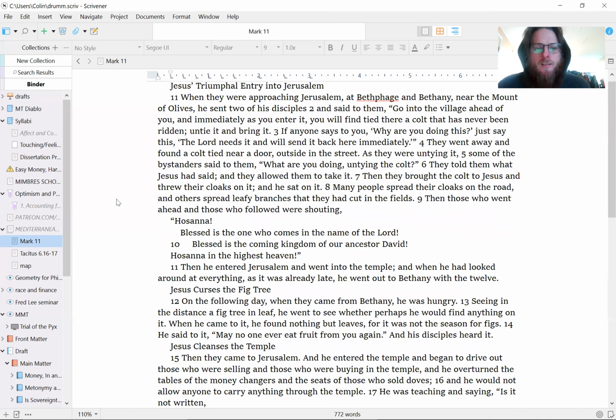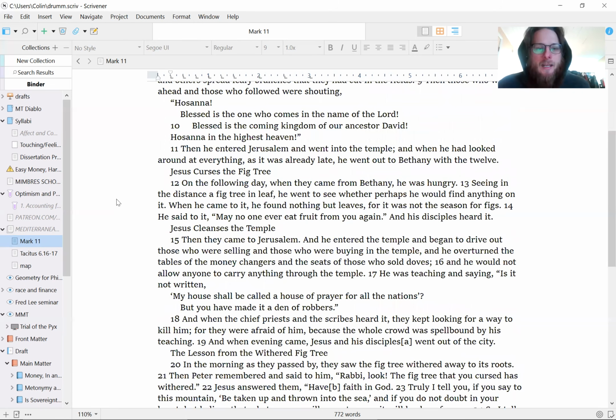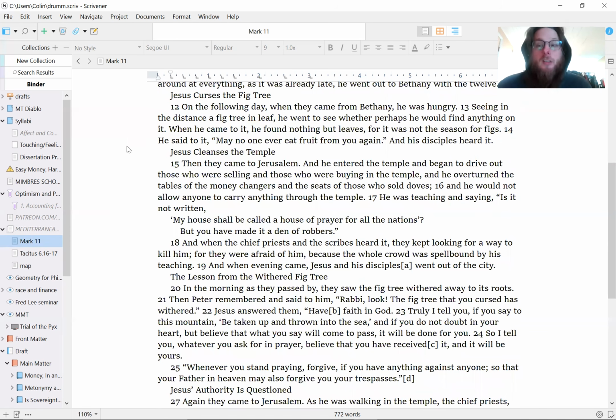And he goes and scopes out the temple. But then it's late, so he leaves. And so in the next scene, we have this fig tree. Right. So on the following day, when they came from Bethany, he was hungry. Seeing in the distance a fig tree in leaf, he went to see whether people would find anything on it. When he came to it, he found nothing but leaves, for it was not the season for figs.